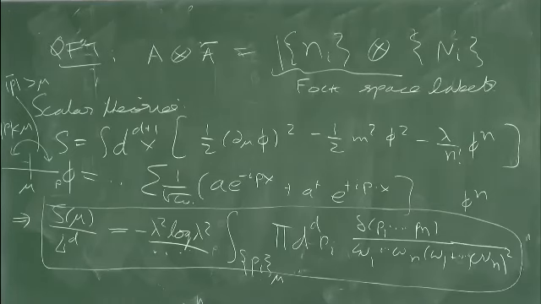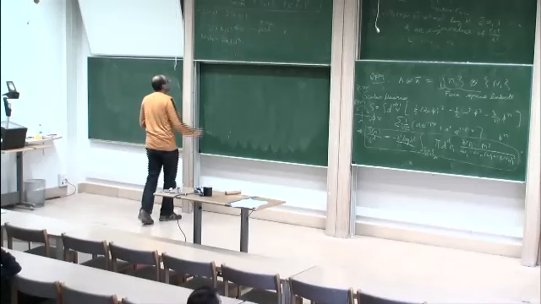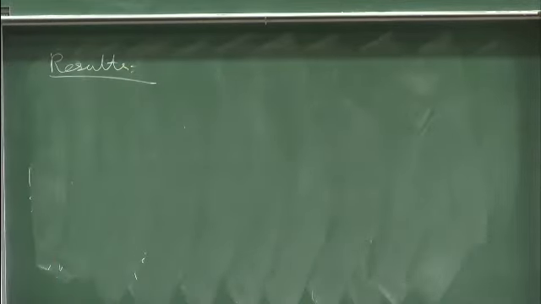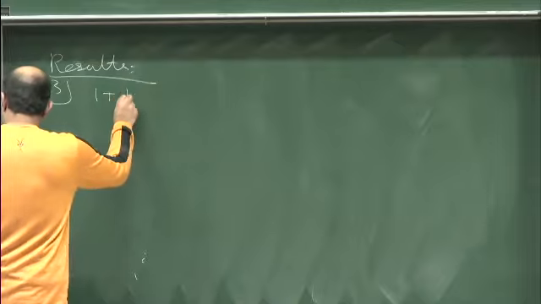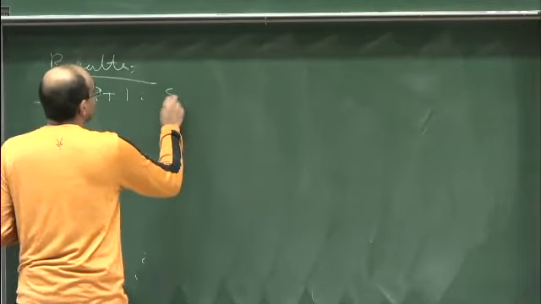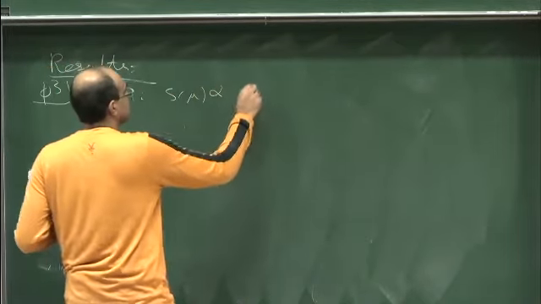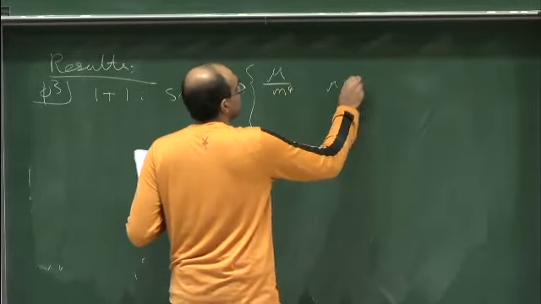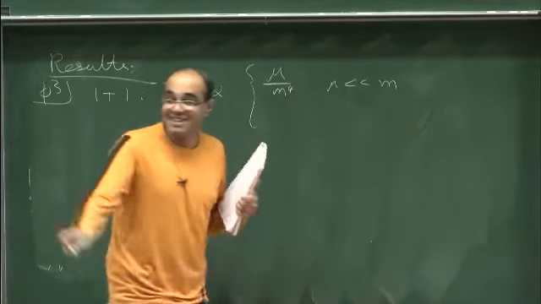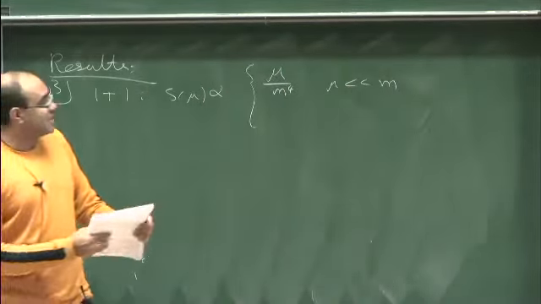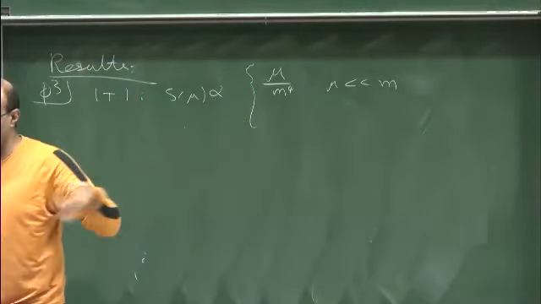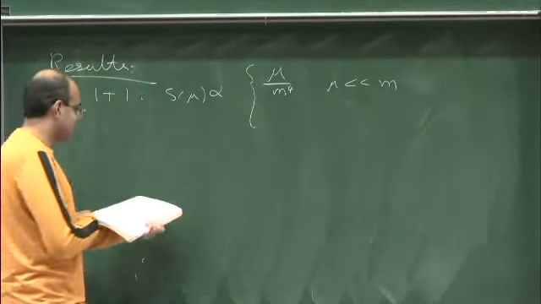Okay, so let's write down some results. So I'm going to write down, for example, phi cubed theories. So in 1 plus 1 dimensions, it turns out that S of mu is proportional to mu over m to the 4th for mu much, much less than m, where the cutoff is less than the mass. This is the kind of thing you were talking about. As you can see, as you make the cutoff small compared to the mass, there's no entanglement because basically the particles are going away. They're not really propagating.